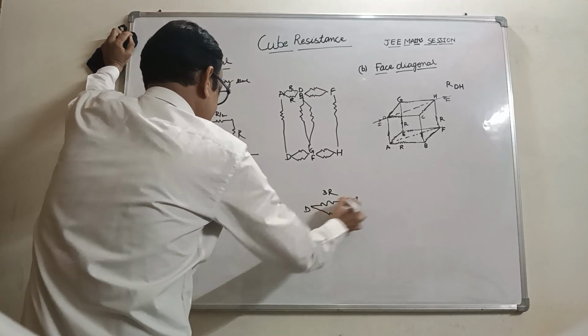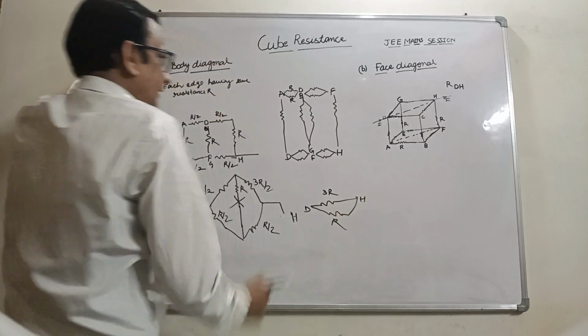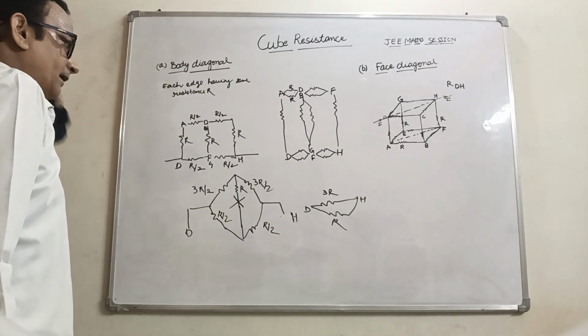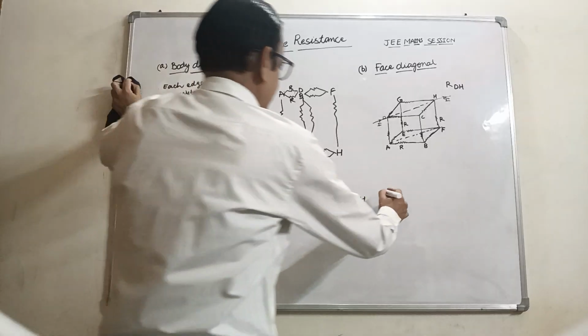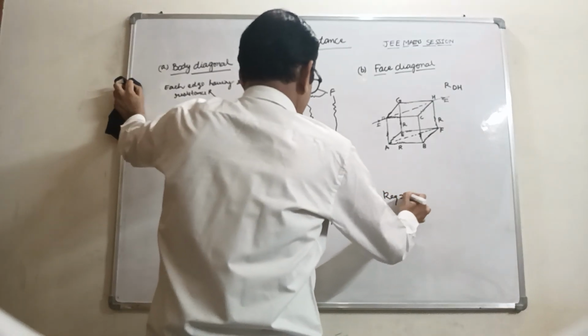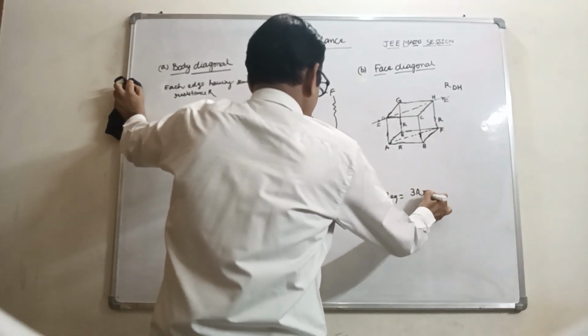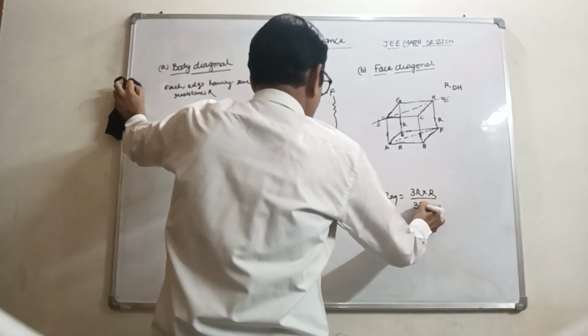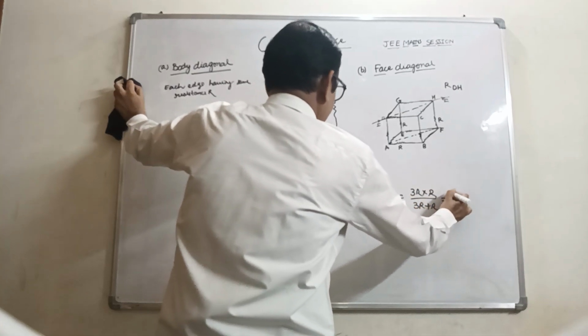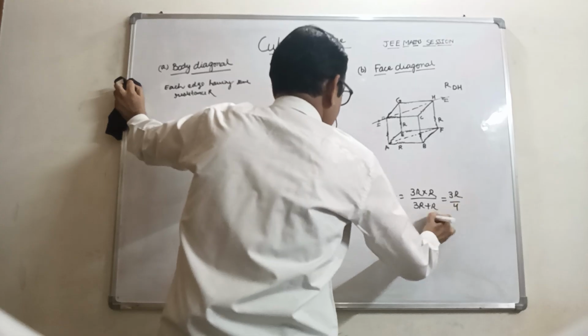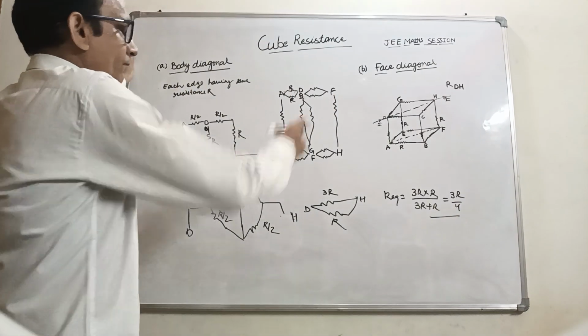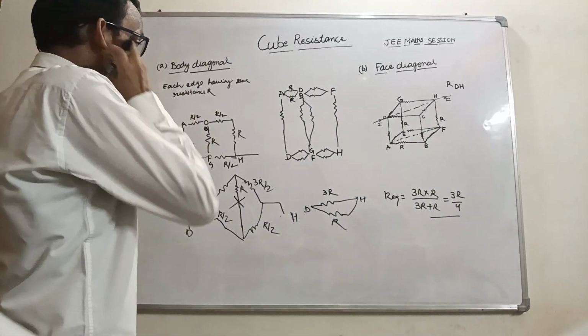So this is D, this is H. We have to find the equivalent resistance. R equivalent would be 3R cross R upon 3R plus R. This becomes 3R by 4. This is the equivalent resistance for the face diagonal.